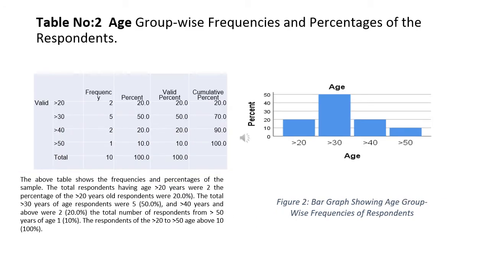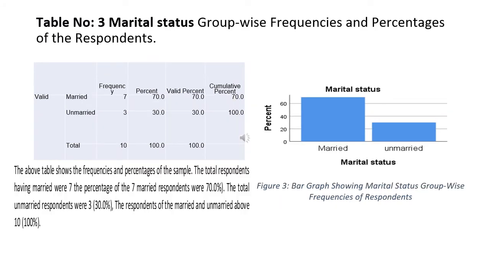According to question number 2, table number 2 shows the age-wise frequencies and percentages of the respondents. In this table, the majority of the respondents are of age 30. You can see this figure 2, bar graph showing age group-wise frequencies of the respondents. According to the statement, table number 3 and graph show that the marital status of most of the respondents is married.